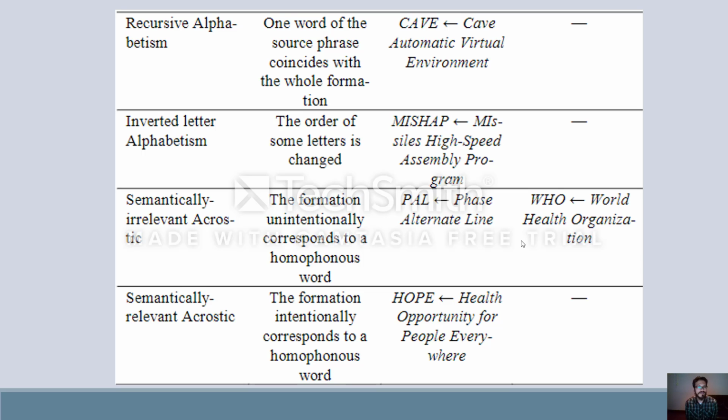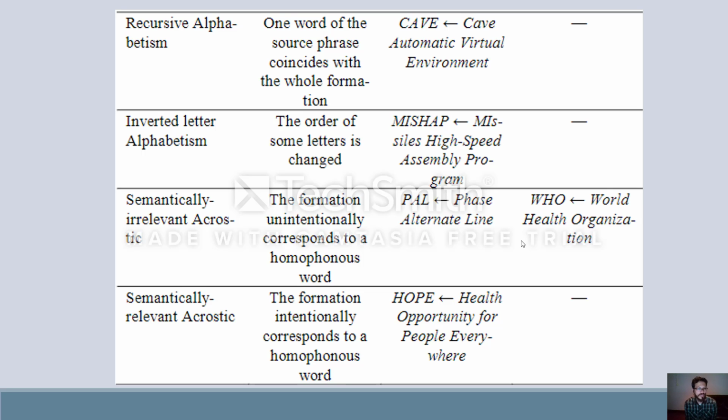There is another one that is inverted letter alphabetism. In this one, the order of some letters is changed, just to make an acronym easier for people to understand it. There is another type which is semantically irrelevant acrostic. In this one, the formation unintentionally corresponds to a homophone word. It means that without any intention, the person can create a word like WHO for the initialism World Health Organization.